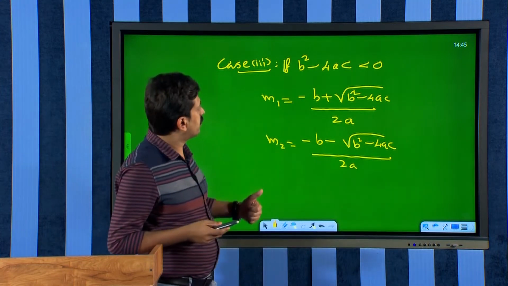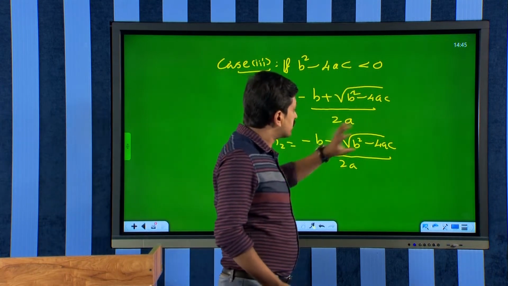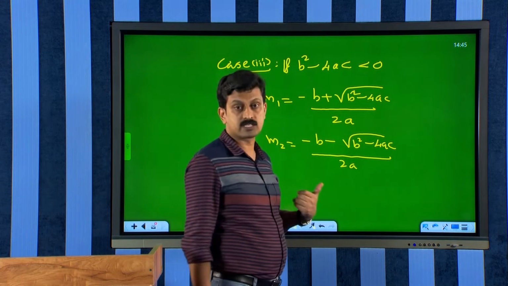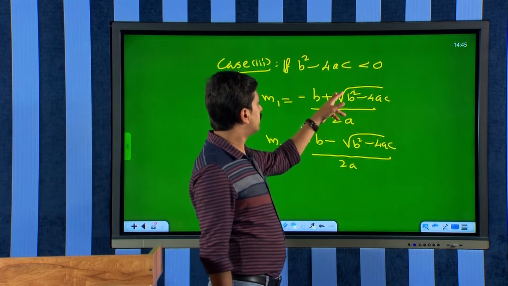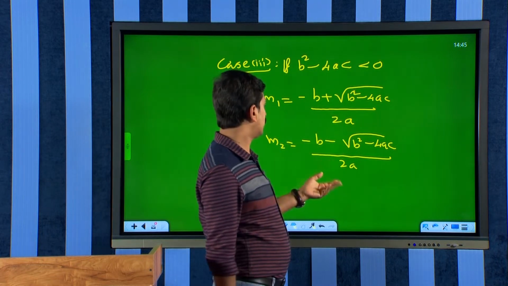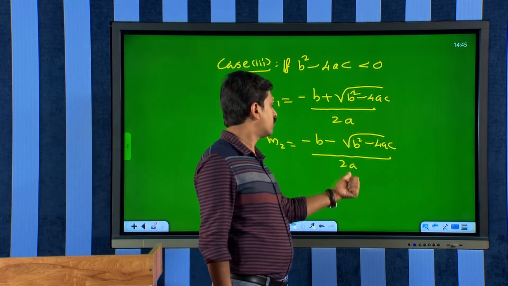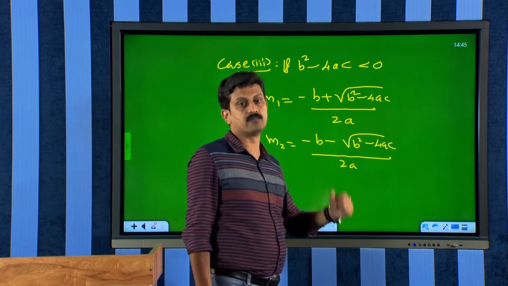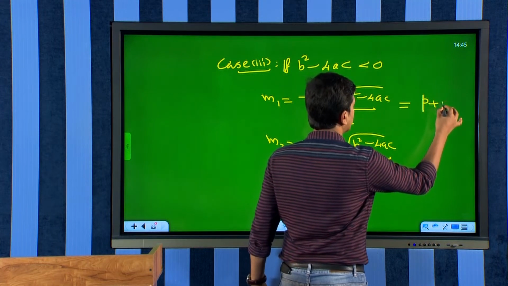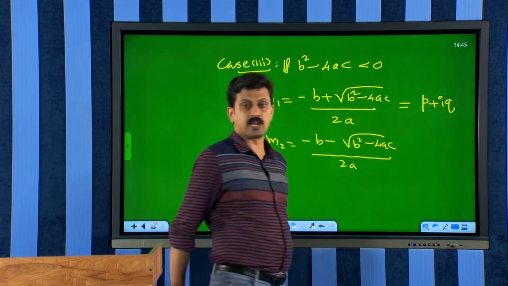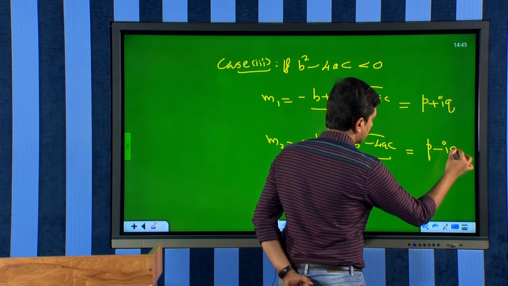Since b square minus 4ac is less than 0, there will be a negative real value inside the root. Therefore, these will be complex numbers: minus b plus i times some real number, divided by 2a, and minus b minus the same imaginary value divided by 2a. Simply, suppose m1 is p plus iq, for p and q real numbers, then m2 will be p minus iq.